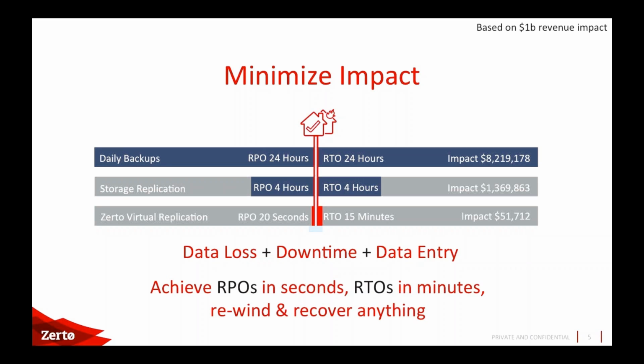With Zerto, based on that same $1 billion revenue impact, looking per day and over the course of an hour, we can get your recovery point objective down as low as seconds. In this case, we use a conservative 20 seconds. And the recovery time objective, how fast you get back, would be minimized down to 15 minutes. So $51,000 in lost productivity or lost sales. Again, this helps you rewind and recover any point in time. So this has been very useful.